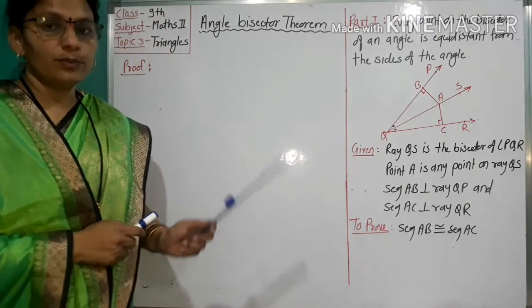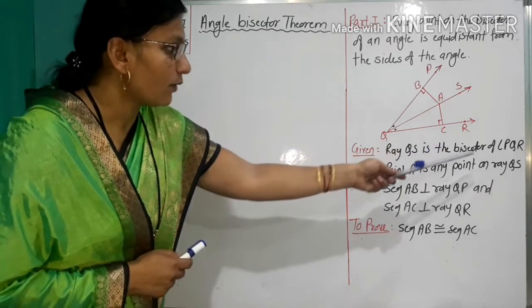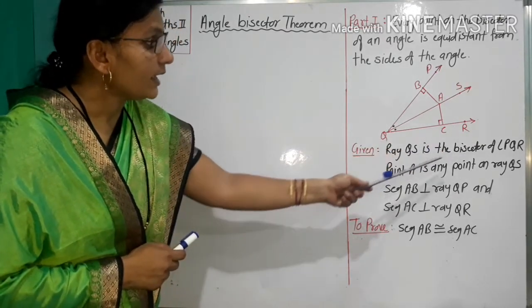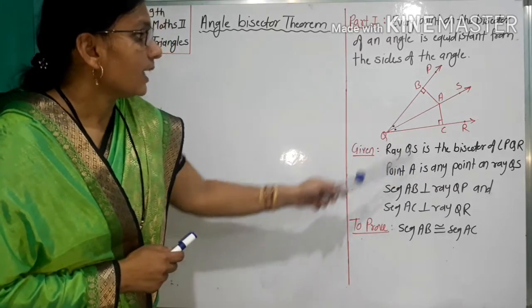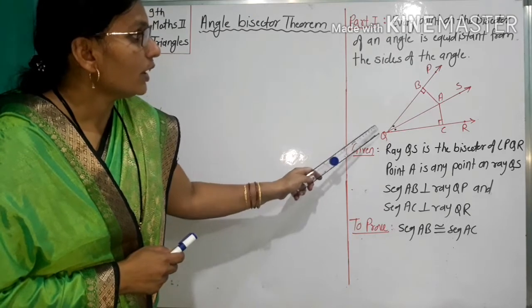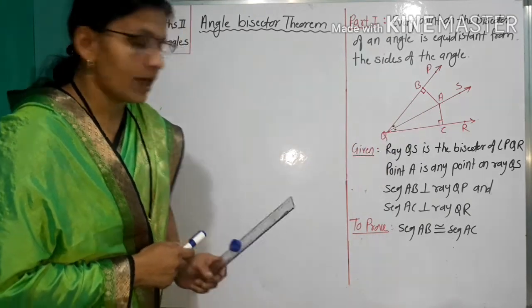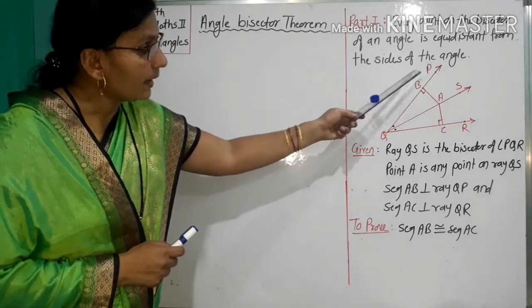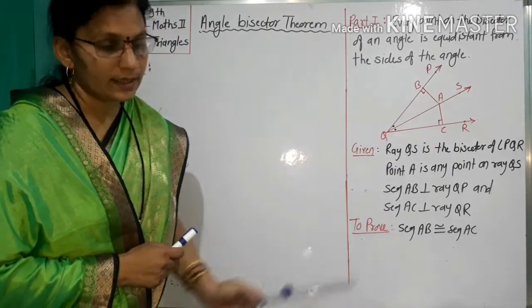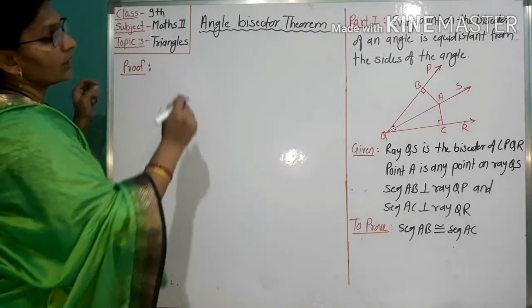So the given part of that theorem is here. Ray QS is the bisector of angle PQR. Point A is any point on ray QS. Segment AB is perpendicular to ray QP. Segment AC is perpendicular to ray QR. And we have to prove that segment AB is congruent to segment AC. Let us start to prove this theorem.